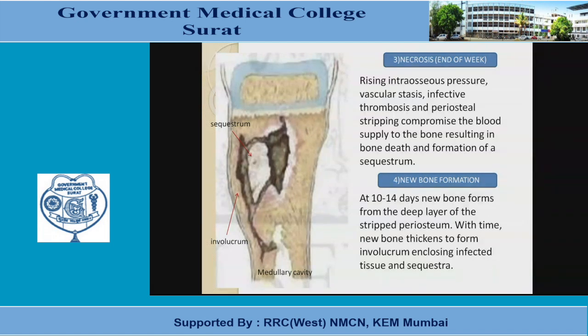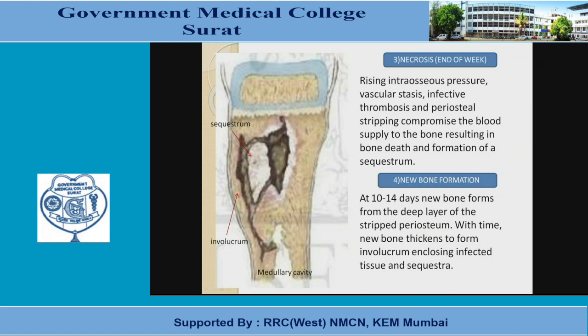So up to the end of the first week, death of the bone occurs, which leads to necrosis. You can see in this image the sequestra formation. Sequestra is dead necrotic bone without any vascular supply.